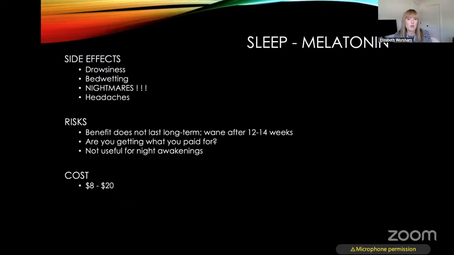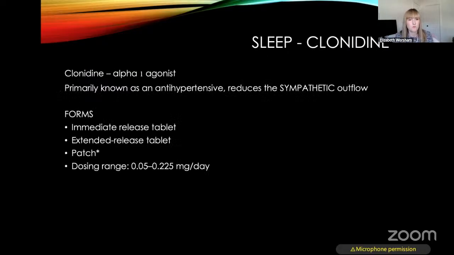And remember, melatonin is not great for middle-of-the-night awakenings, or sleep maintenance, is the term we use. The good news is the cost is relatively affordable over the counter. I don't know what different insurance companies pay for. Typically, they don't pay for over-the-counter products, for cost savings.